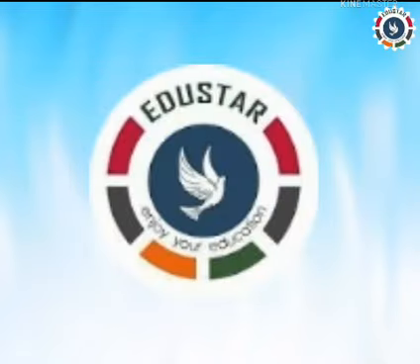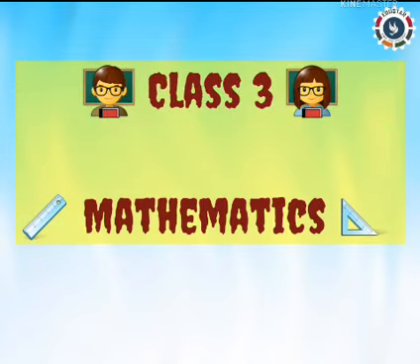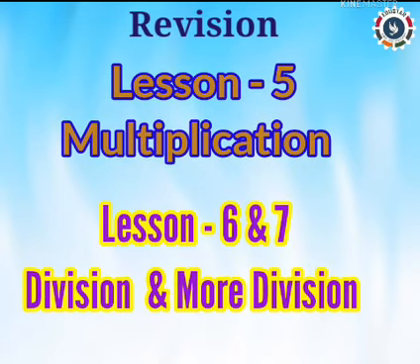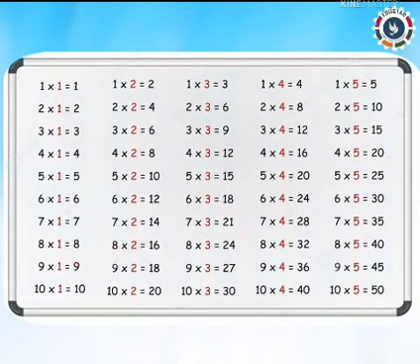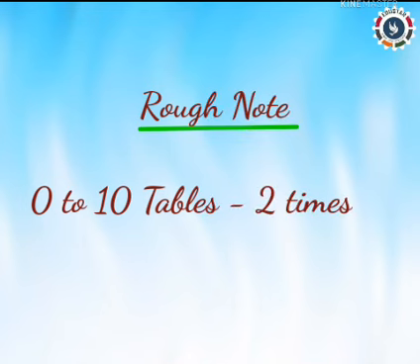You are watching EduStar, Class 3, Mathematics, Lesson 5, Multiplication, Lesson 6 and 7, Division and More Division. Dear students, to do the sums from these lessons, we have to study the tables from 0 to 10. So, you should be thorough with the 0 to 10 tables. Study and write these tables 2 times in your rough note and recite these tables to your parents or your grandparents. First, let us see the multiplication.